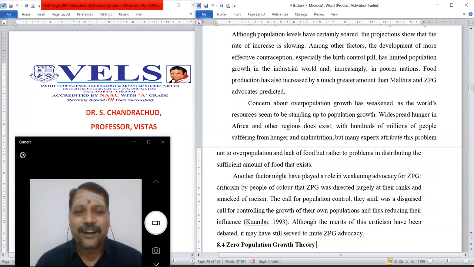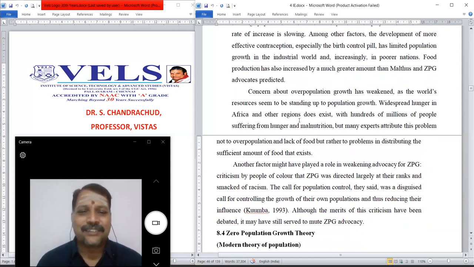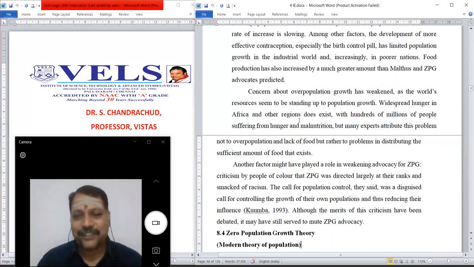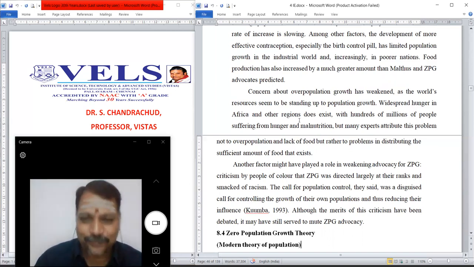The widespread hunger in Africa and other regions does exist, with hundreds of millions of people suffering from hunger and malnutrition. But many experts attribute this problem not to overpopulation or a lack of food, but rather to the problem of distributing the sufficient amount of food that exists. So this particular problem, hunger, is not because of overpopulation, but because of a lack of supply. Production is there, but distribution is lacking. So the reason is something else.